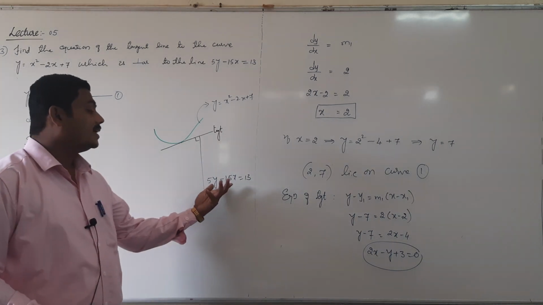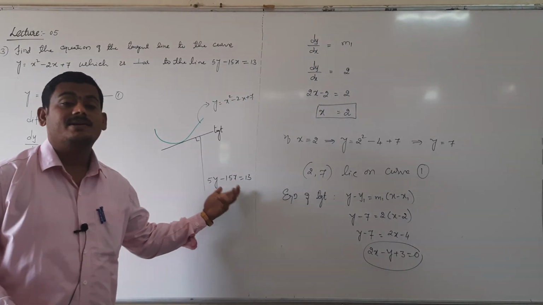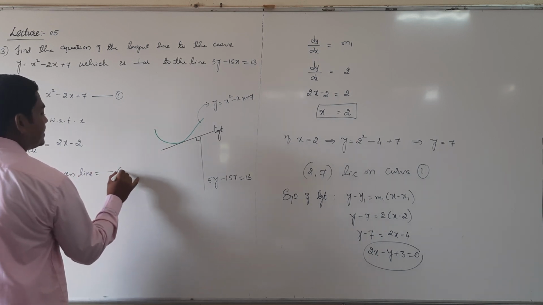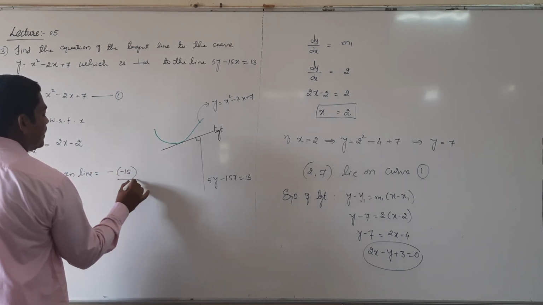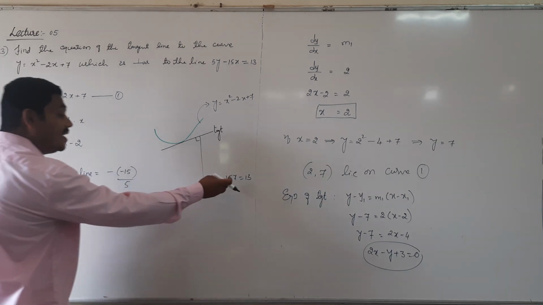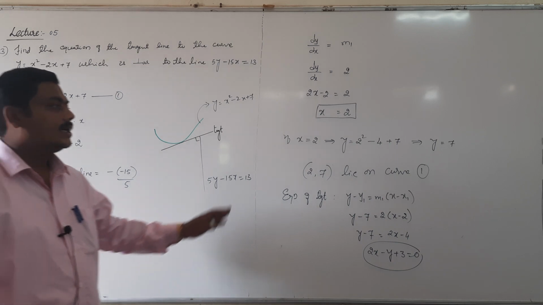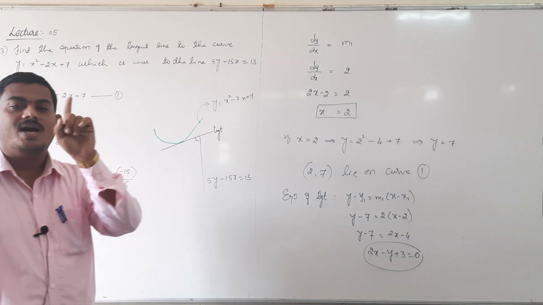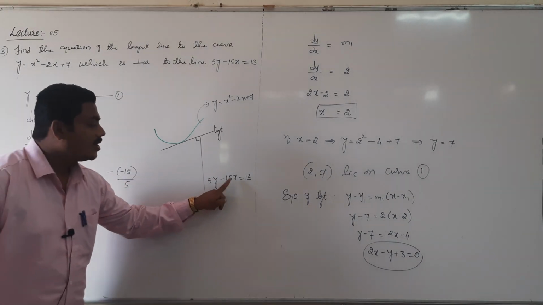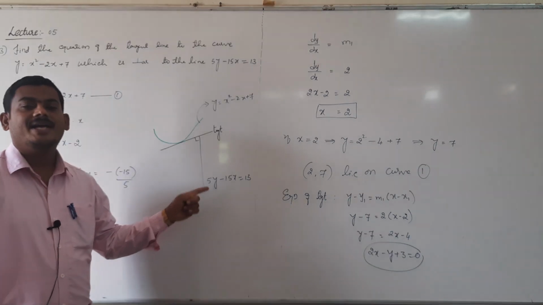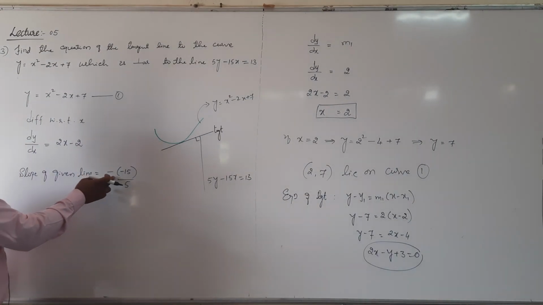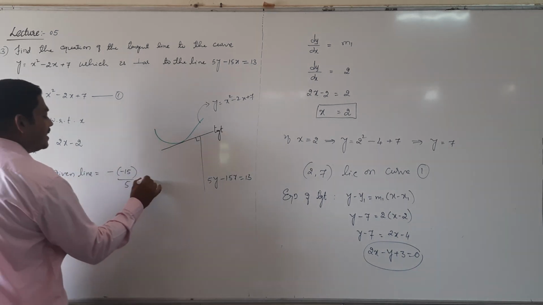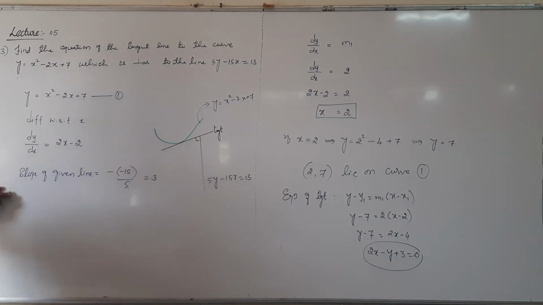Slope of the given line ax plus by plus c equal to 0 is minus a divided by b. Here a is the coefficient of x, b the coefficient of y, and c the constant term. In this case, a value itself is minus 15, so we get 3. This is the slope of the given line.